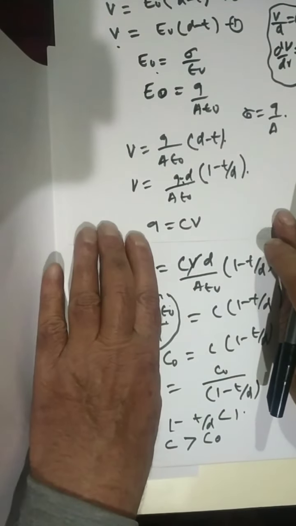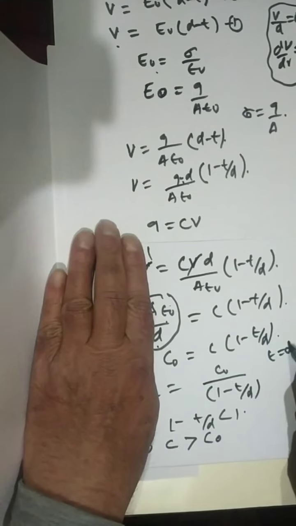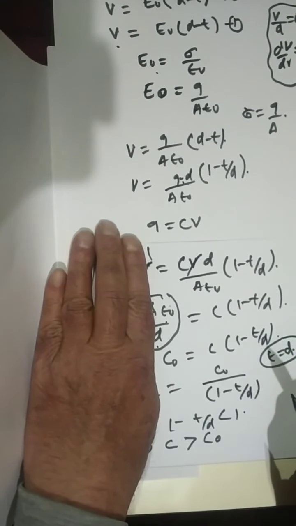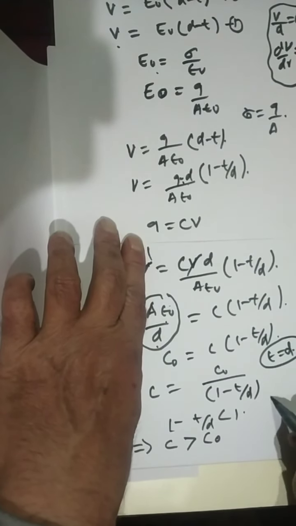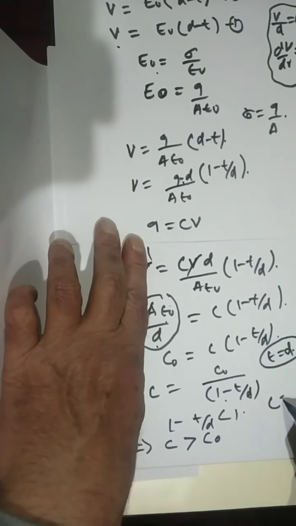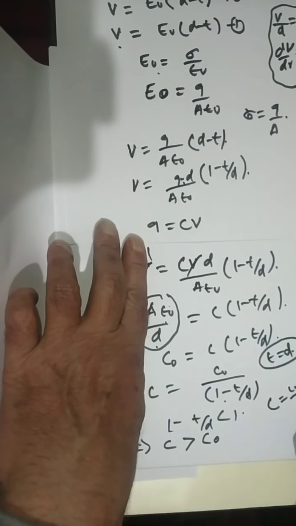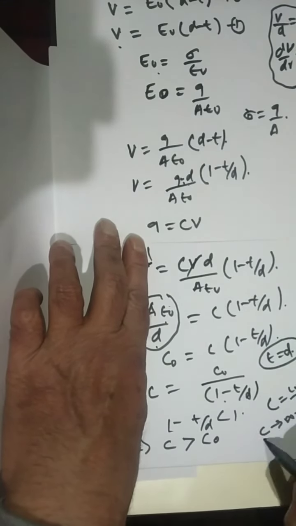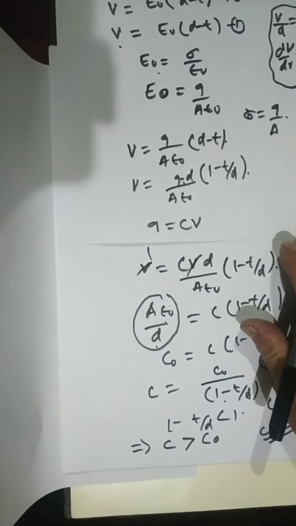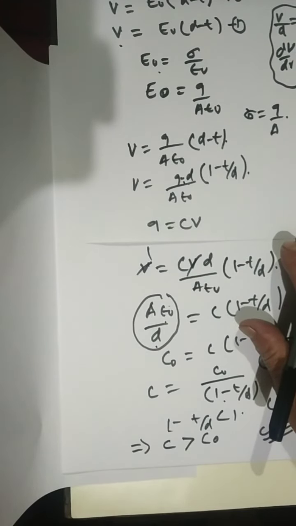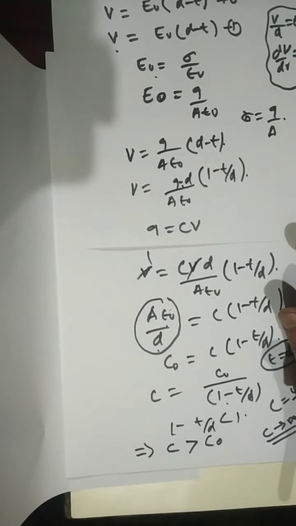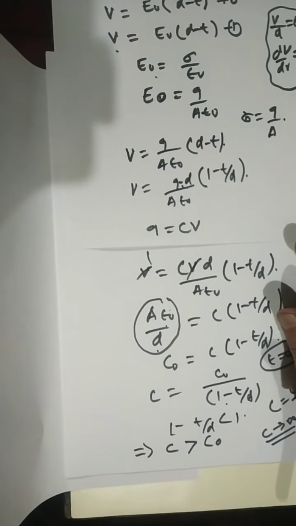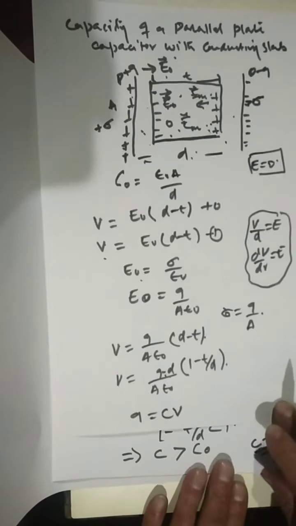Now, if t is equal to D, the thickness of the slab is equal to the gap between the plates, then 1 minus t by D is 0, so C will tend to infinity. So by introducing a slab equal to the width between the two plates, when it completely fills the gap, its capacity increases many folds. It becomes infinite. Okay, so this was today's lecture. Thank you.